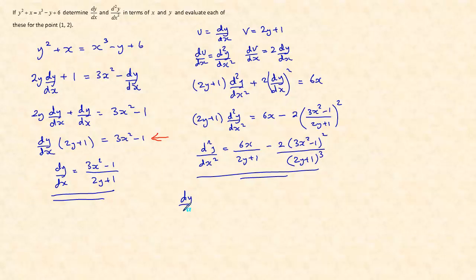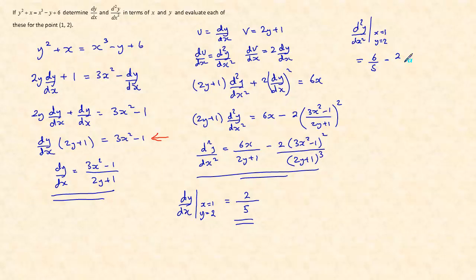So we want dy/dx evaluated with x is 1 and y is 2. So that's going to be 3 take away 1, so that's 2, over 4 plus 1, which is 5, so that's 2/5. And then d²y/dx² evaluated with x is 1 and y is 2. So that's going to be 6 over 5.